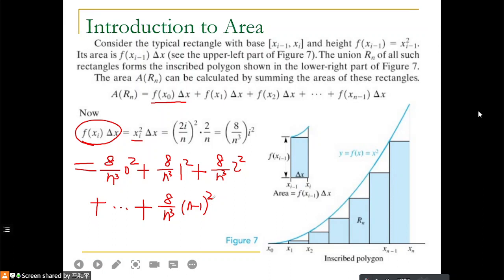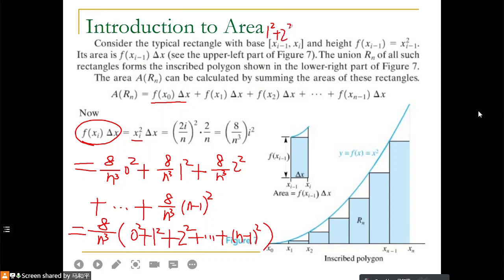So this is (n minus 1) squared, and I have this factor 8 over n cubed times (0 squared plus 1 squared plus 2 squared plus up to (n minus 1) squared). Right? And by the second formula, we have 1 squared plus 2 squared plus up to n squared is equal to, remember this?